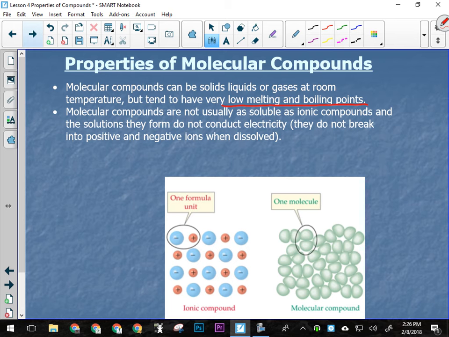All right, so first off, we said they can be any state. Carbon dioxide is another molecular compound, and carbon dioxide is a gas at room temperature. So we've got lots of things here. They could be any state.